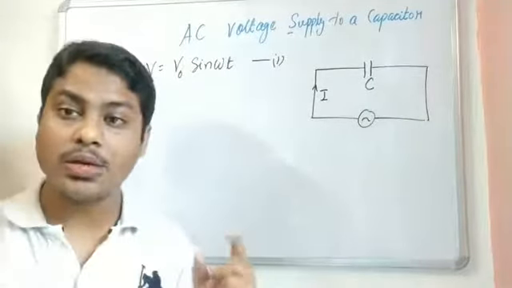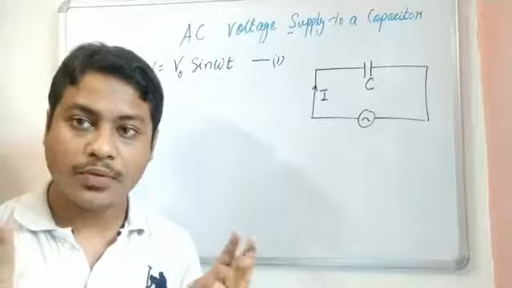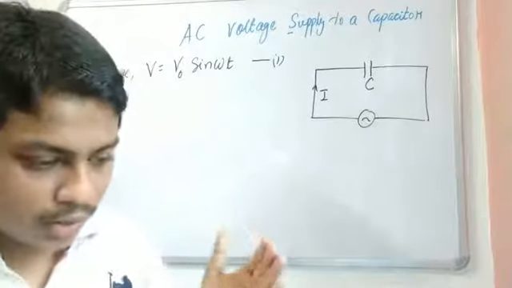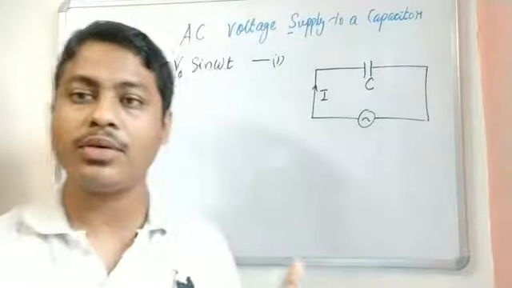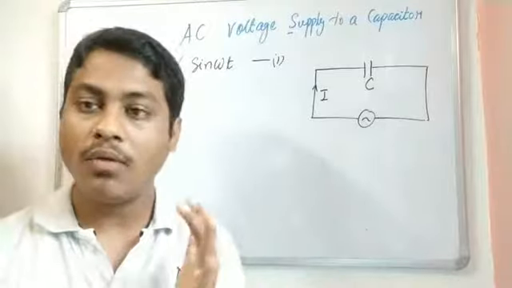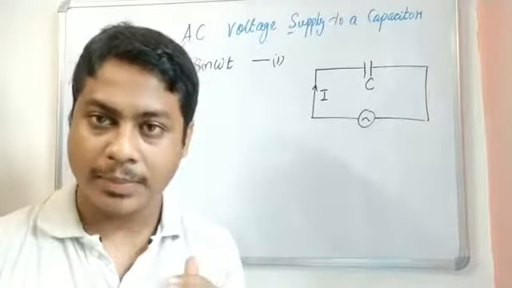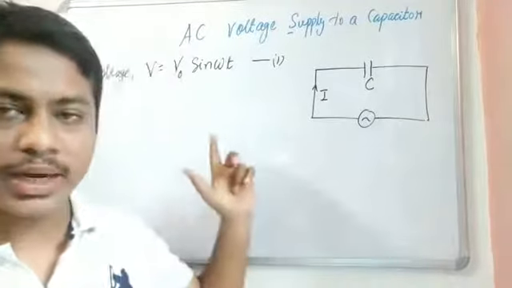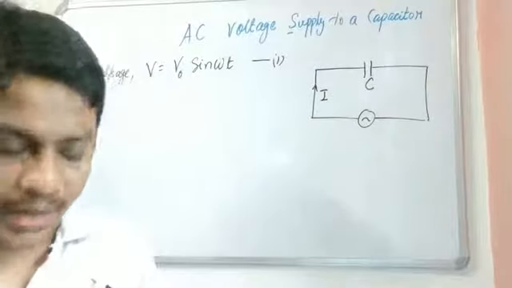Next step, what do we need to find out? We need to find out the current, because when we draw the phasor diagram, we need to find out the relation between voltage and current. So voltage is already there. We need to find out the value of the current now.